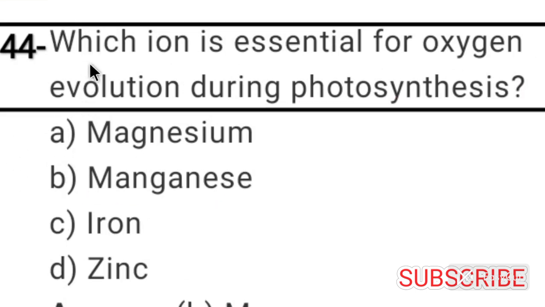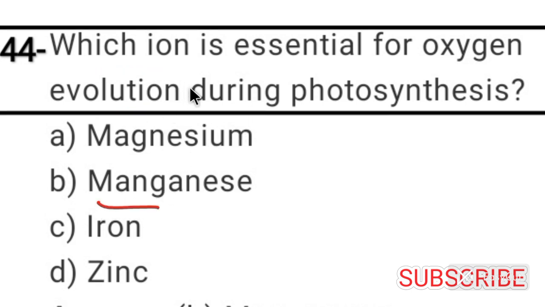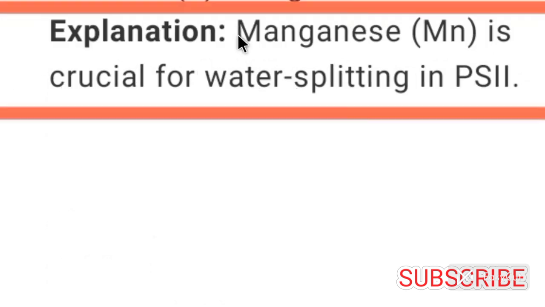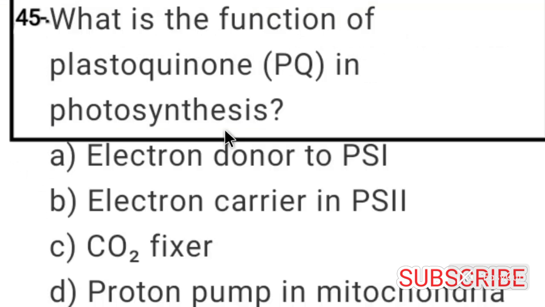Question number 44. Which ion is essential for oxygen evolution during photosynthesis? So manganese ion is essential for oxygen evolution during photosynthesis. Option B is correct for question number 44. So manganese is crucial for water splitting in photosystem 2.